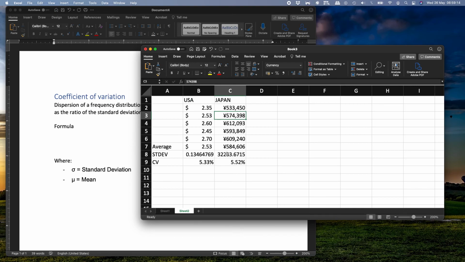So these two things are basically, the coefficient of variation is basically comparing apples to apples, you know, comparing two things that are similar to each other, and that's what we get. So that's it. That's basically it for the coefficient of variation.